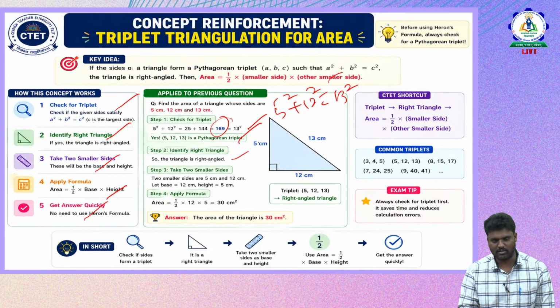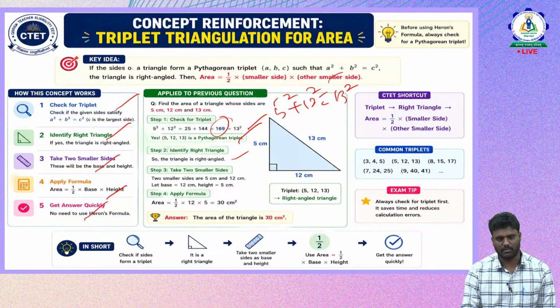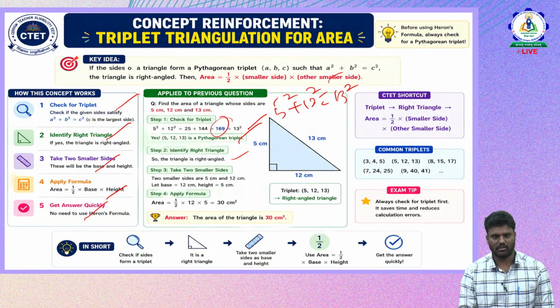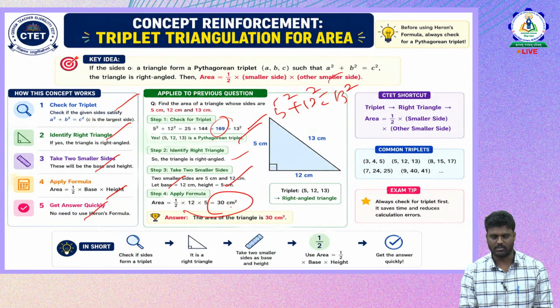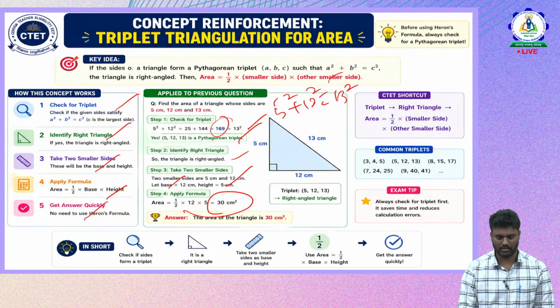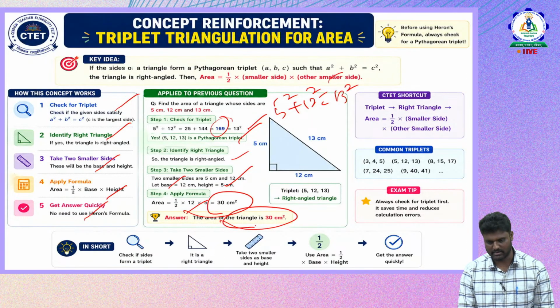Once the values are in the Pythagoras triplet, we confirm that the given values are Pythagorean triplets. Now we have to take the two smaller sides. In the given 5 centimeters, 12 centimeters, 13 centimeters, what are the smaller sides here? 5 centimeters and 12 centimeters are the smaller sides. Now what do we need to identify? We need to identify the area of the triangle. So what is the formula of the area here? Area is equal to half into base into height. Let us assume that base is 12 centimeters and height is 5 centimeters. When you apply this, we get 1 by 2 into 12 into 5, which is 30 centimeters square. So the given area of the triangle is 30 centimeters square.